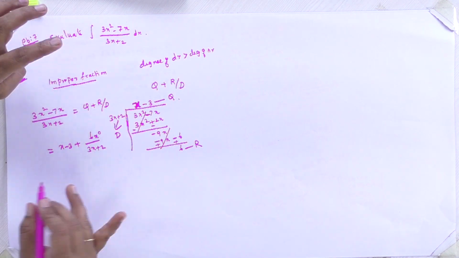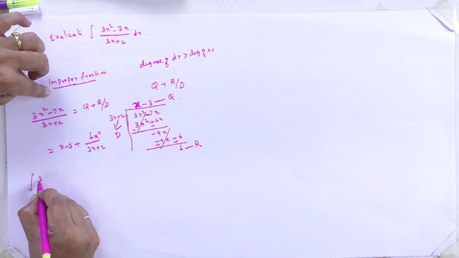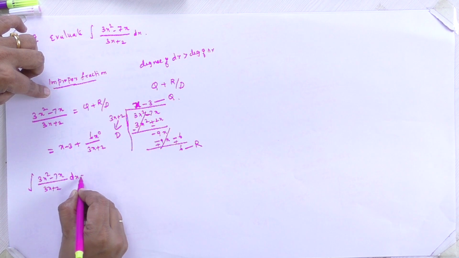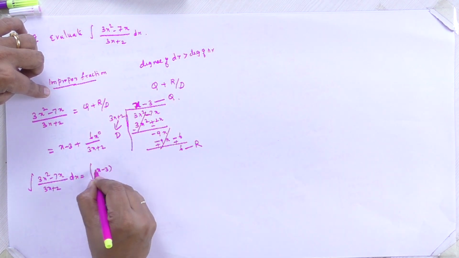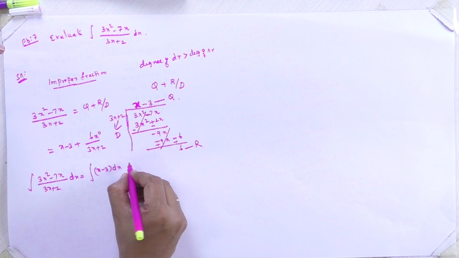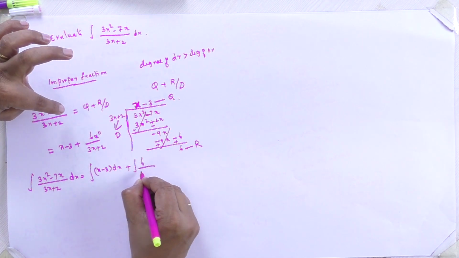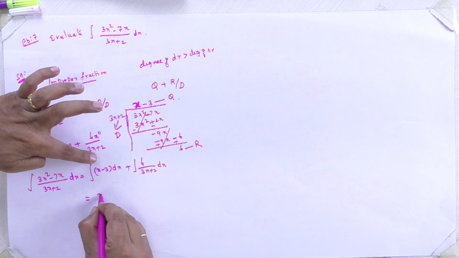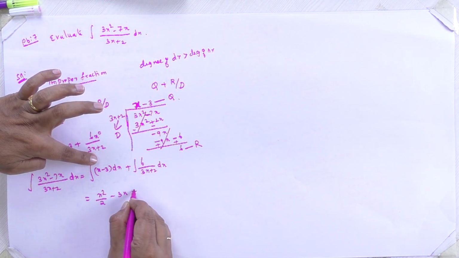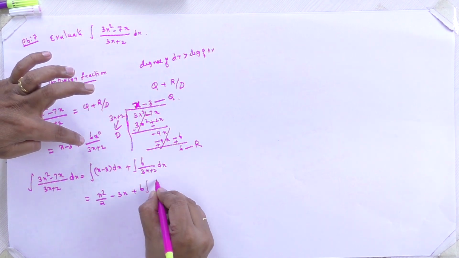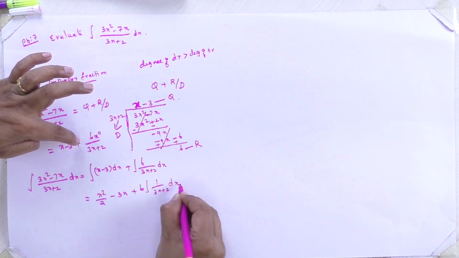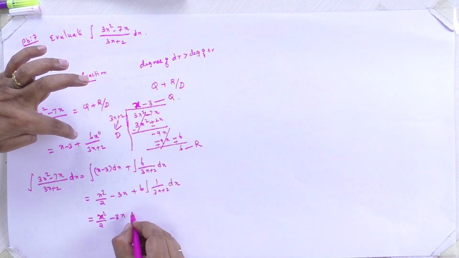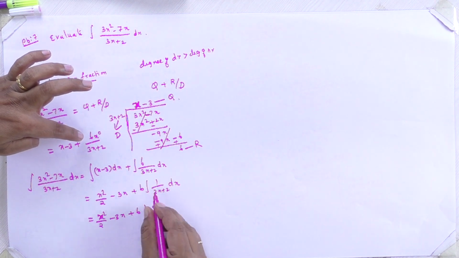Then we integrate on both sides. The integral of the given function, 3x square minus 7x divided by 3x plus 2 into dx, can be written as the integral of x minus 3 into dx, two integrations, plus the integral of 6 by 3x plus 2 into dx. This is equal to, on integrating, x square by 2 minus 3x plus 6 times the integral of 1 by 3x plus 2 into dx.